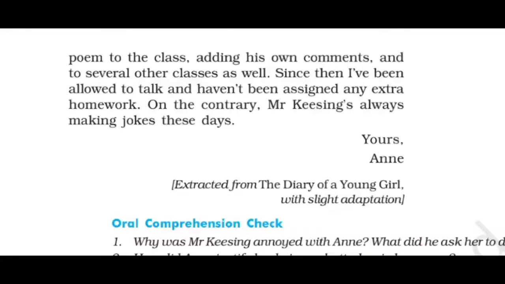So, he read the poem to the class. Mr. Keesing was so happy with the poem that he read it to the class and to the other classes as well, not only to Anne Frank's class. And after that she was allowed to talk in the class. But no worries children, your teachers are not going to allow you to talk in the class. And after that Mr. Keesing never punished her by giving some other extra punishment homework. On the contrary means on the other side, Mr. Keesing is always making jokes these days in the class.